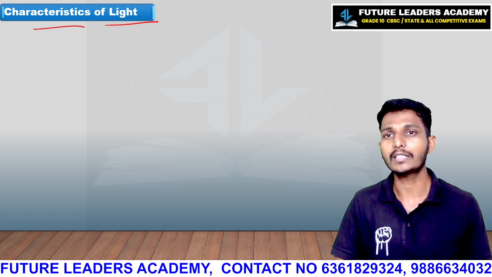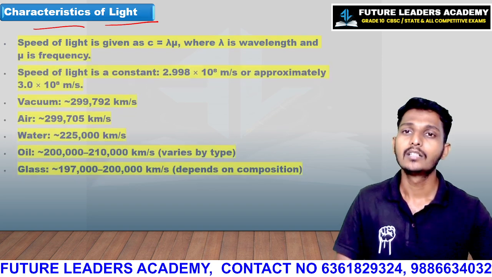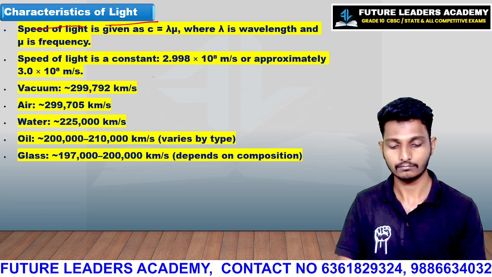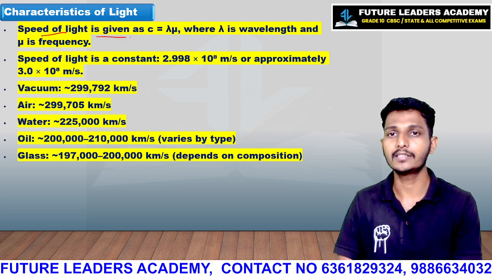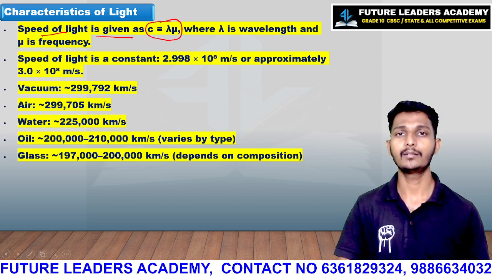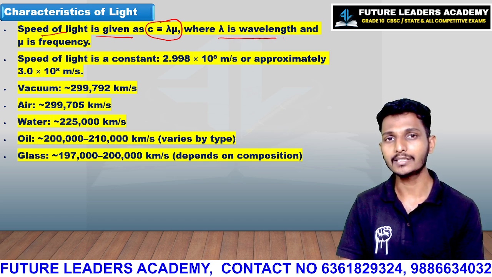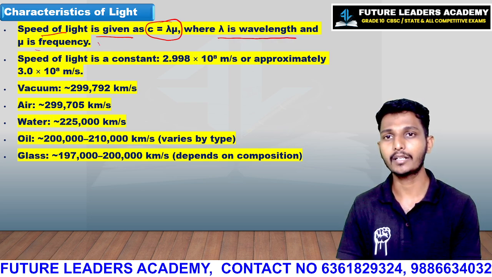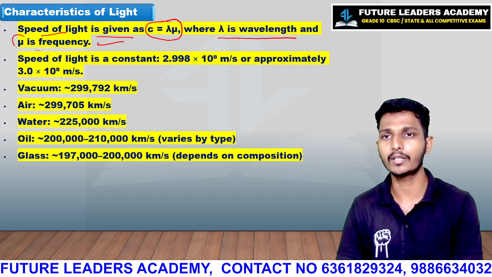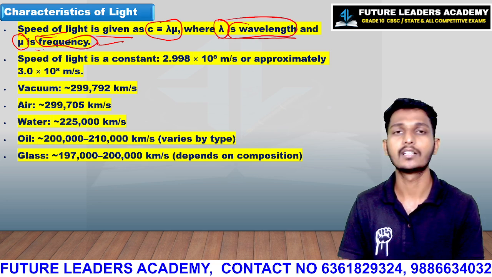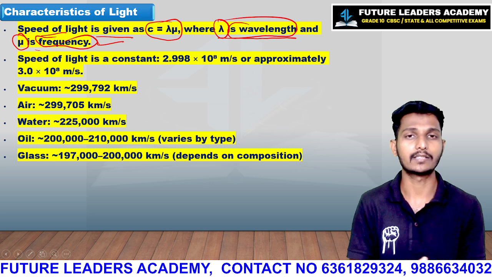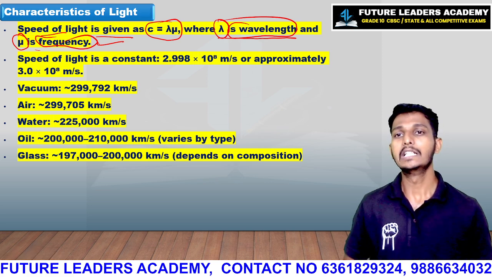So now, what are the characteristics of light? See, the speed of light is given as c equal to lambda nu, where lambda is the wavelength and nu is the frequency. This is the symbol of nu, and this is the symbol of lambda, where lambda indicates the wavelength and nu indicates the frequency. So wavelength into frequency can give you the speed of light.